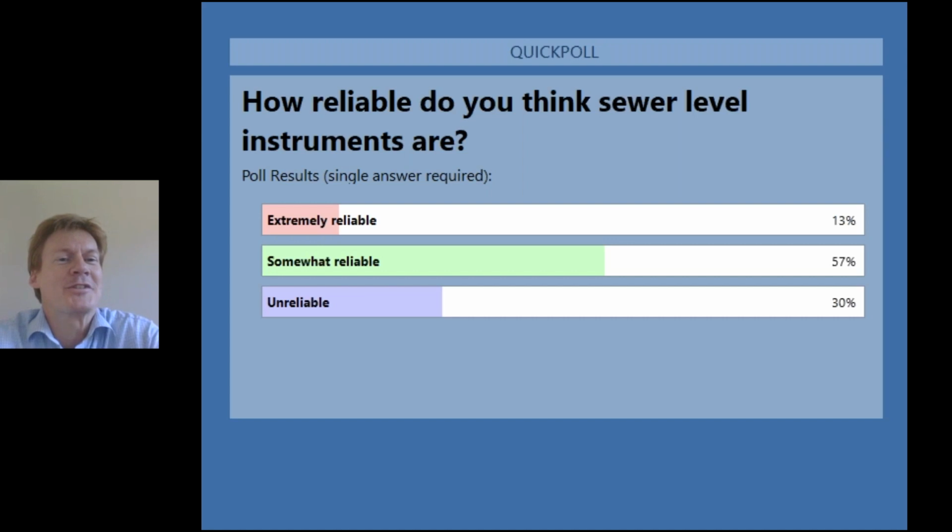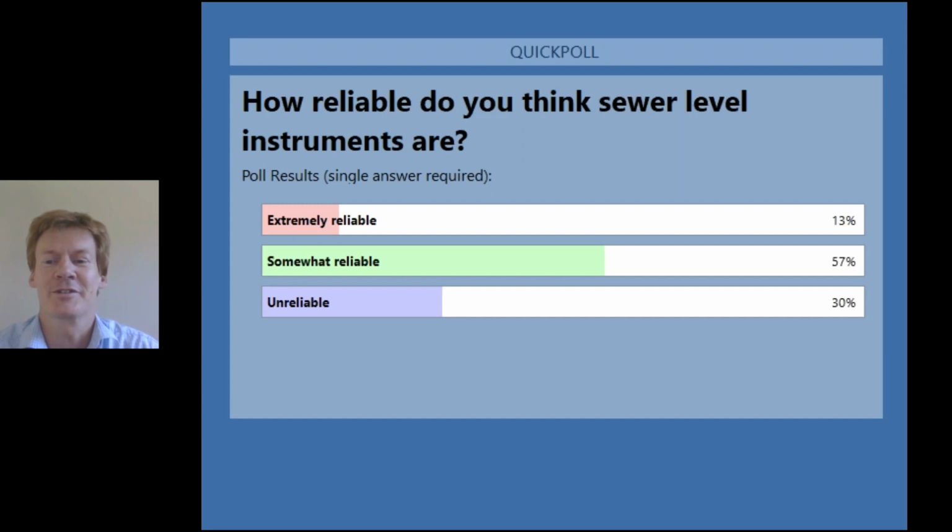Yeah, I think what it shows is that people do not have too much trust in the reliability of the instruments. Maybe because of experience they have, or that they get fouled and don't give the right signals anymore. Obviously, a reliable warning system, as Tom explained, needs a reliable measuring system.